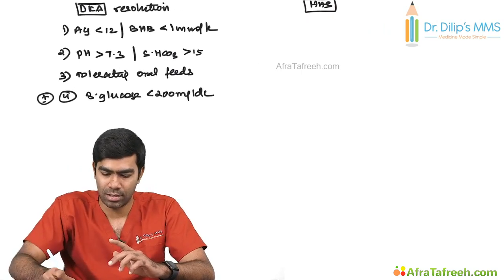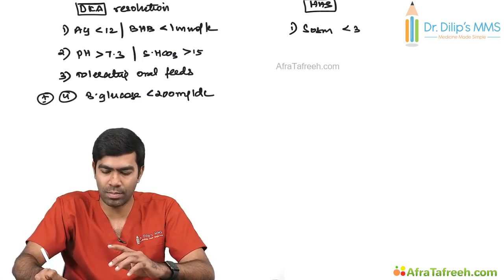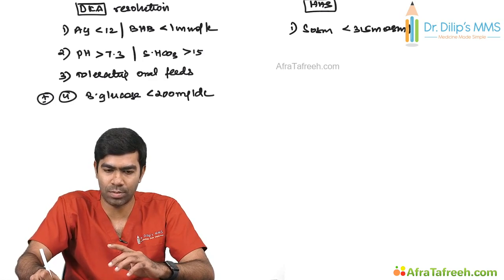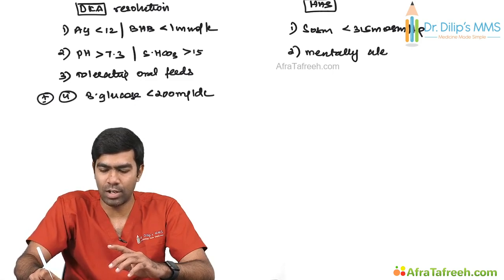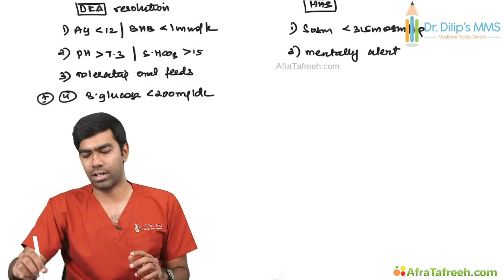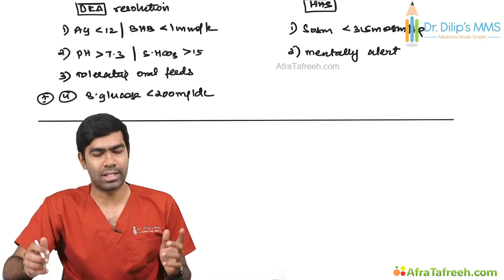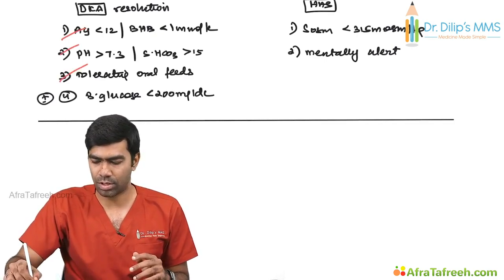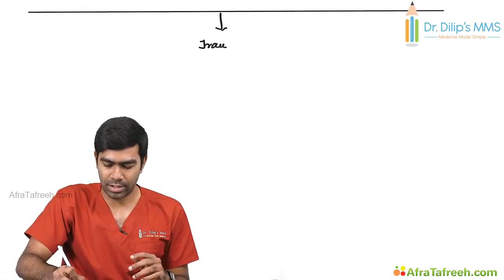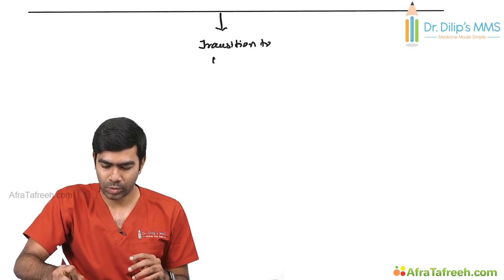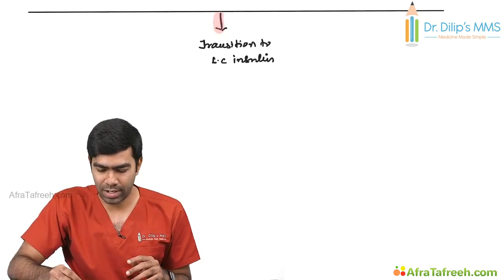And in HHS, there are some criteria to stop insulin infusion, like if your serum osmolality becomes less than 315 milliosmoles per kilogram, and if the patient becomes mentally alert and he or she is able to eat because they are mentally alert. So these are the indications to stop infusion in HHS. Once these are satisfied, in DKA the first three are the most important. So once these indications are satisfied, now you can make a transition to subcutaneous insulin.